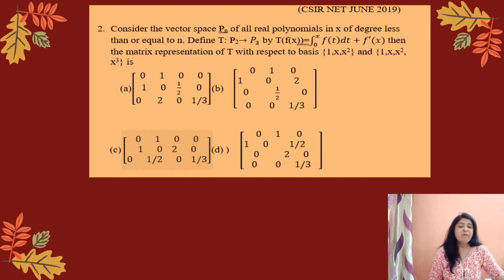So consider the vector space Pn of all real polynomials in x of degree less than or equal to n. T is a linear transformation defined from P2 to P3, meaning a polynomial of degree 2 to a polynomial of degree 3, by T of f(x) equals integration 0 to x f(t) dt plus f dash x. Then the matrix representation of T with respect to basis 1, x, x square and 1, x, x square, x cube is.